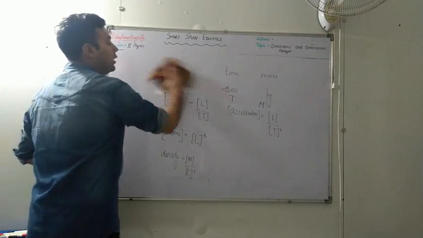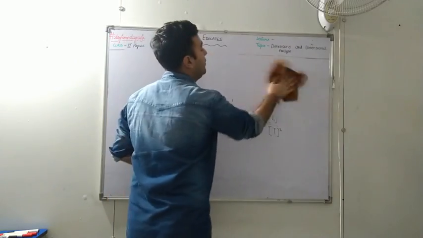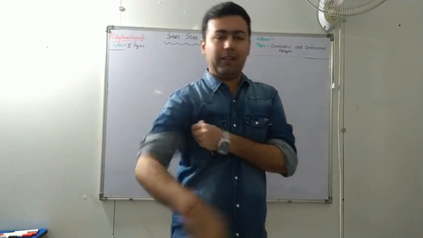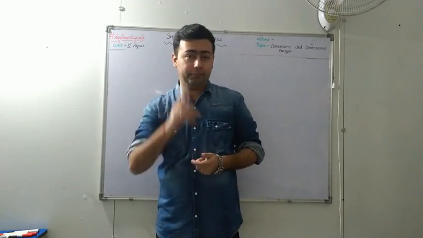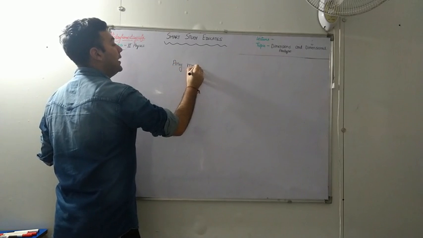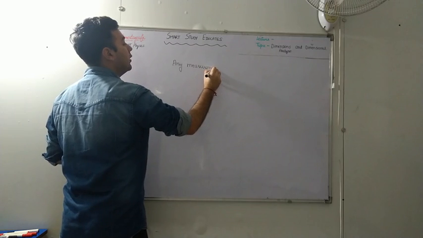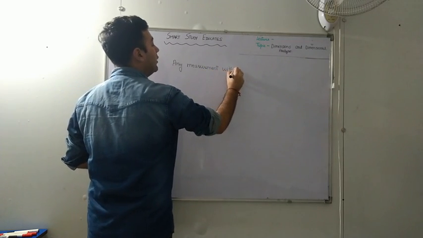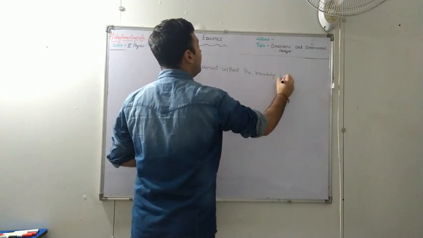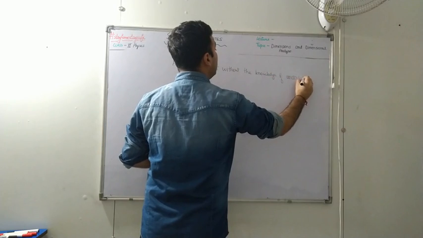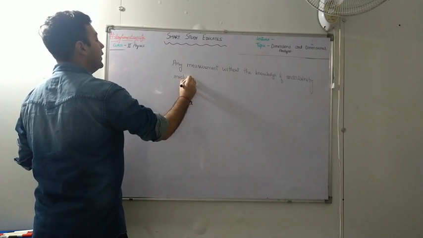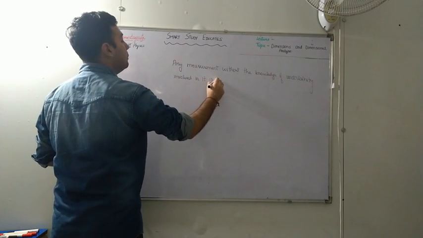Now, with the help of dimensions, we can do our measurements. We have already studied about measurements, but here we want to focus about measurements and the uncertainties involved in them. So, any measurement without the knowledge of uncertainty, the knowledge of uncertainty involved in it is meaningless.